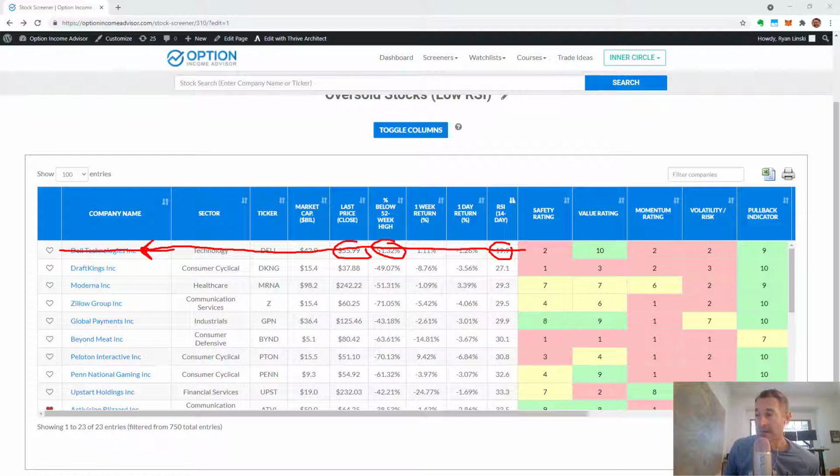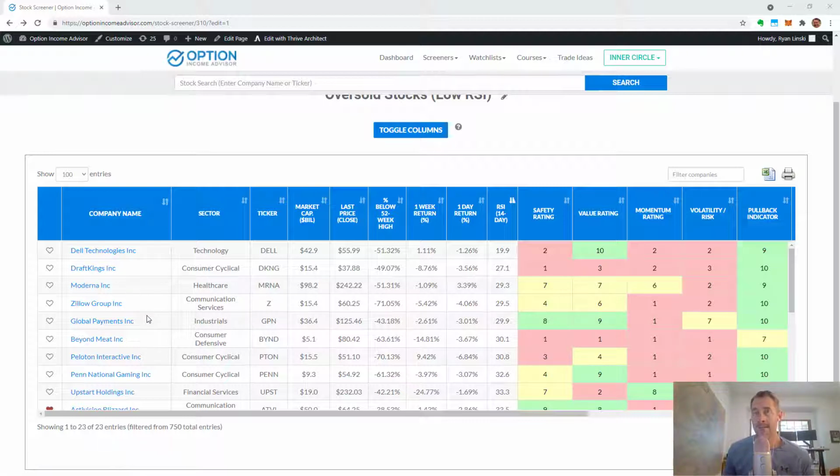But the rest of these are definitely stocks, and we're in a lot of these stocks already. These are stocks that I think have quite a bit of upside left. If you think about some of these names here, DraftKings, Moderna, Zillow, Global Payments, Beyond Meat, Peloton, these are probably some of the ones you've heard in the news recently of getting hammered after earnings. But a lot of these I think are really strong brands. They've been punished enough in the market.